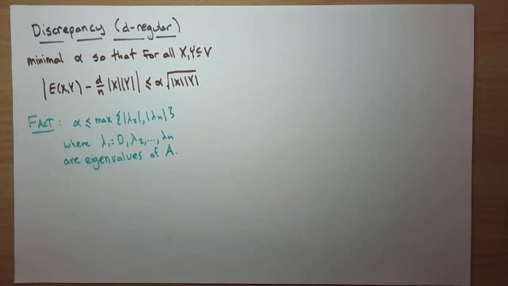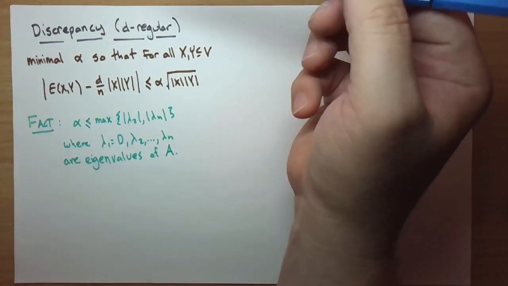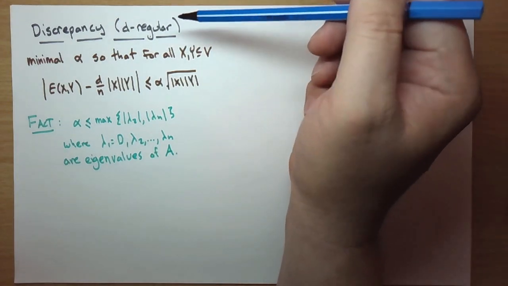Let's do it. All right, great. So last time we talked about discrepancy, and we talked about d-regular graphs.